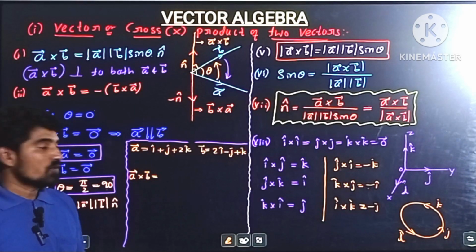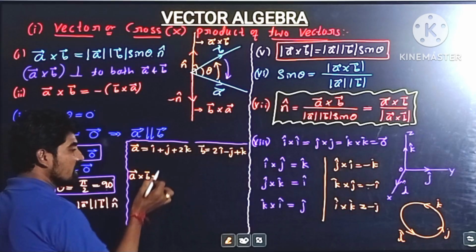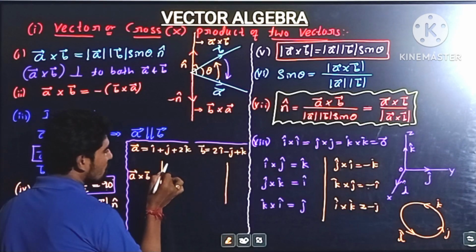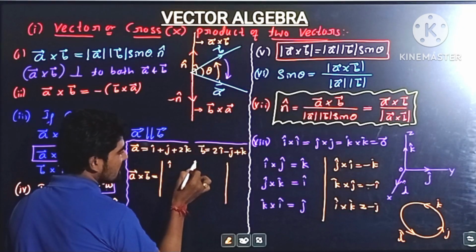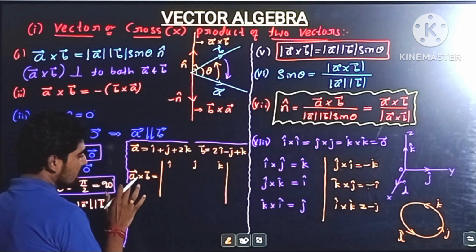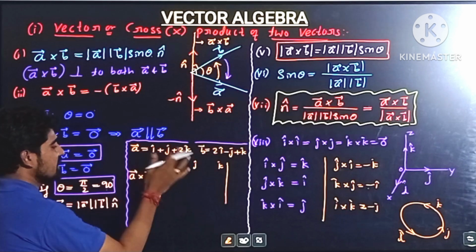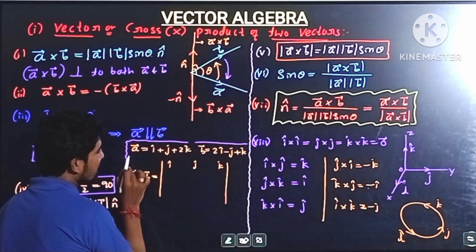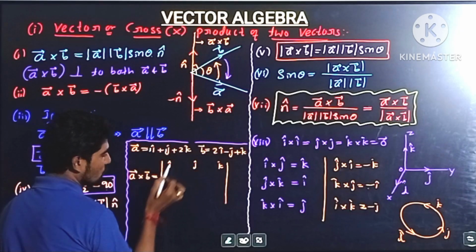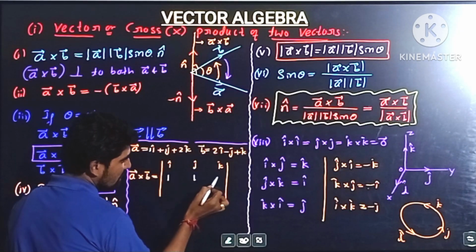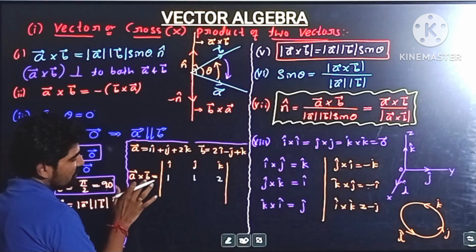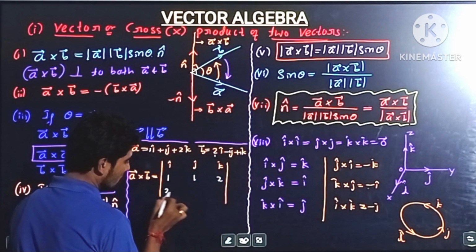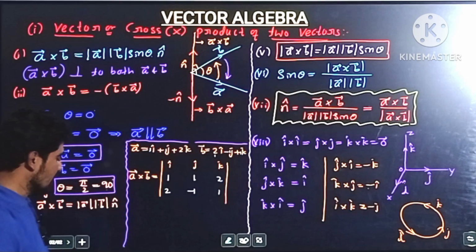The cross product of two vectors is calculated by using the determinant method, in which the first row is the unit vectors, that is i cap, j cap and k cap. The second row is the coefficients of i, j, k in the a vector. Here the coefficients of i, j, k in the a vector are 1, 1, 2. So the second row is 1, 1, 2. And the third row is the coefficients of i, j, k in the b vector, that is 2, minus 1, 1. I hope all of you understand.